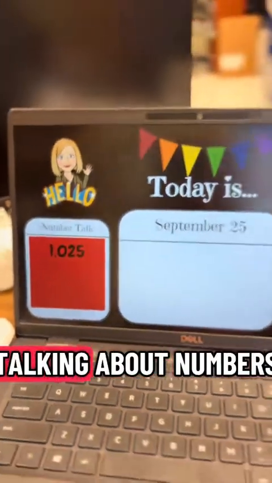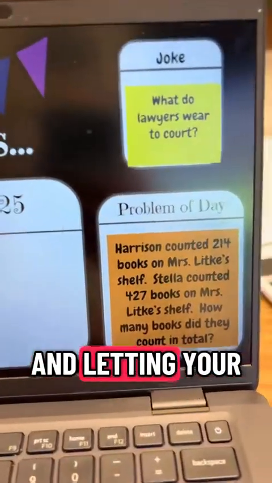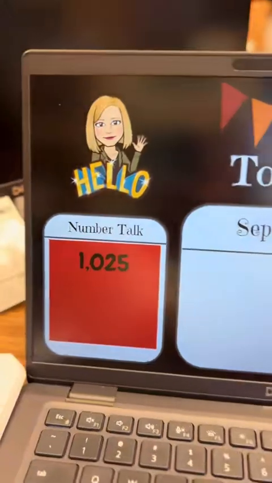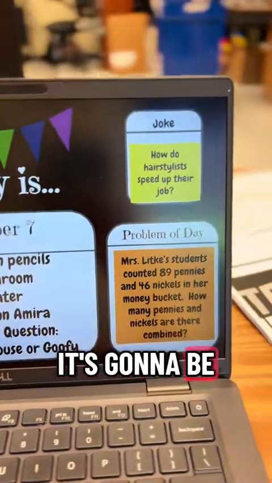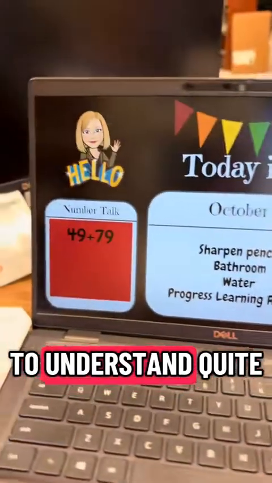If you're not talking about numbers and letting your kids verbalize their thinking about numbers, it's going to be difficult for them to understand quite a bit.